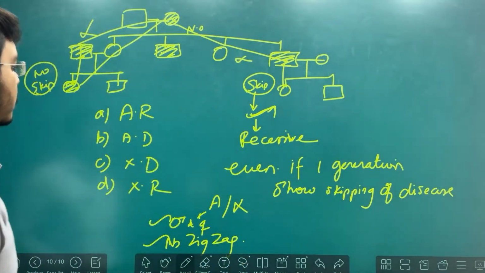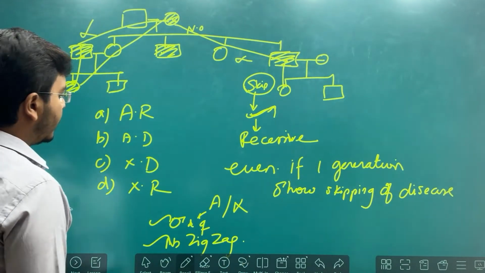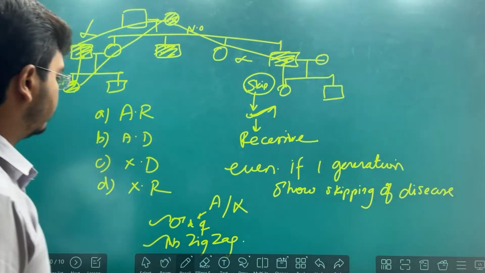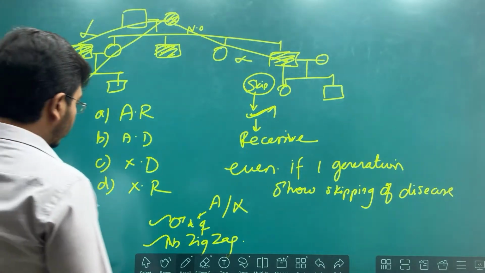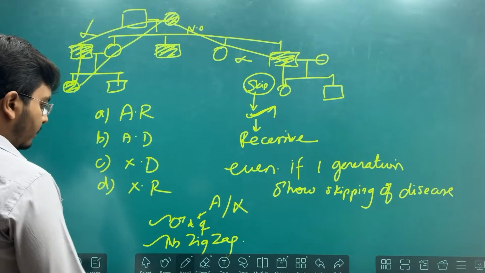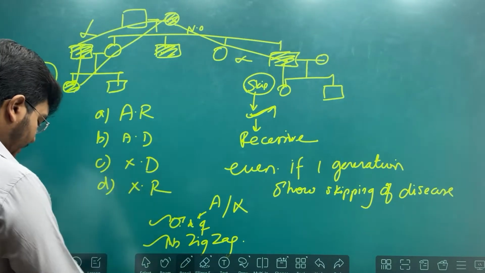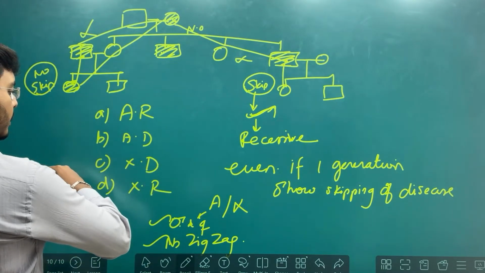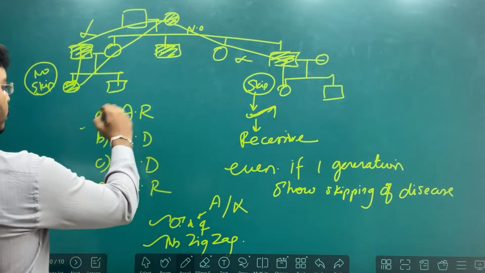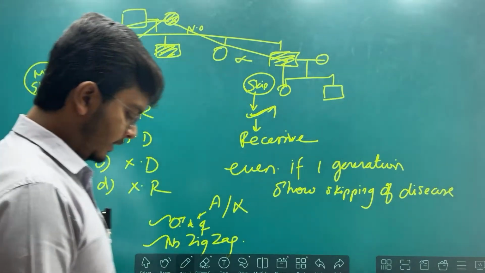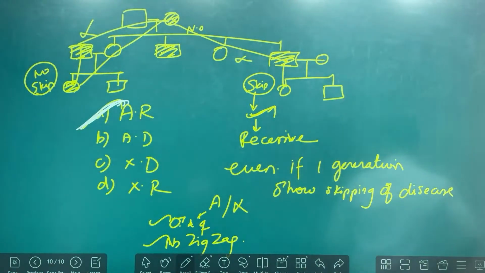That is also clear. So what is the answer? Male and female both are affected and no zigzag is found. So what is the answer? Autosomal. First we found dominant or recessive, right? The answer is autosomal recessive. A. The answer is autosomal recessive, A.